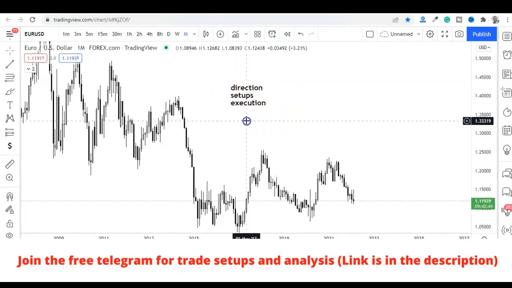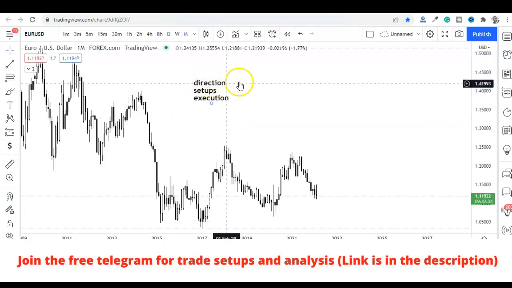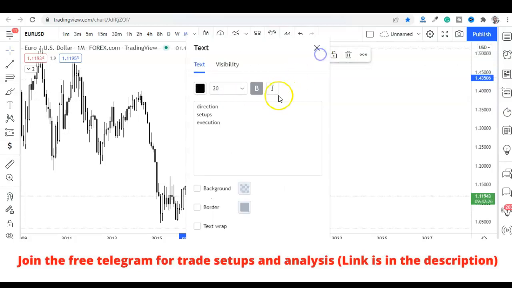Since we are looking at a swing trading strategy, we will now look at which time frame we are going to use for our direction, which for our setups, and which for execution. For me, if I'm looking for a swing trade opportunity, my direction is mostly weekly and monthly. The weekly and monthly will tell me the direction.